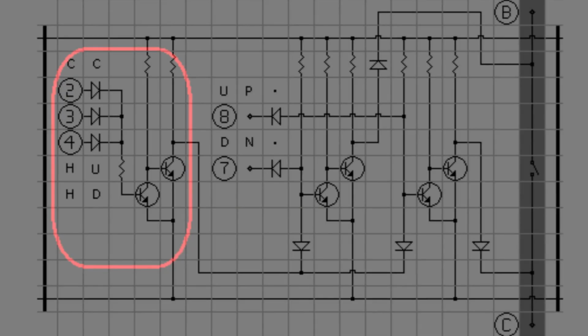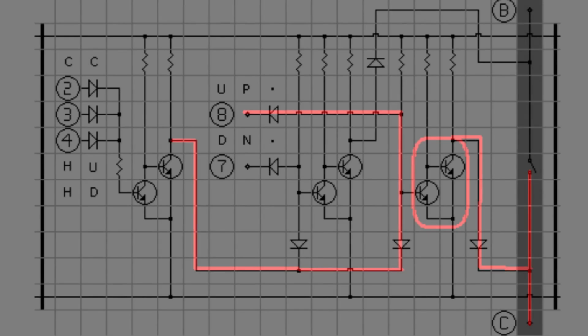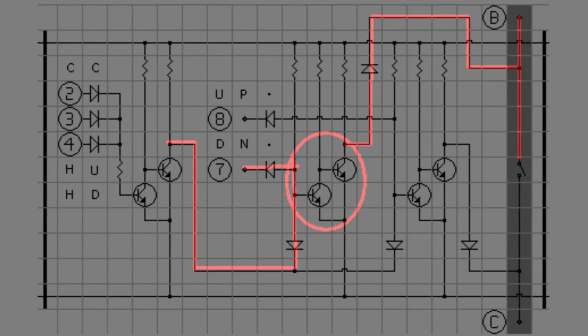Here is the OR gate. Here we have the AND gate for the call below signal. Here we have the AND gate for the call above signal. So, let's build it.